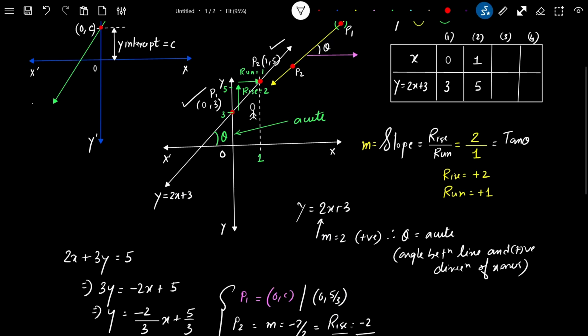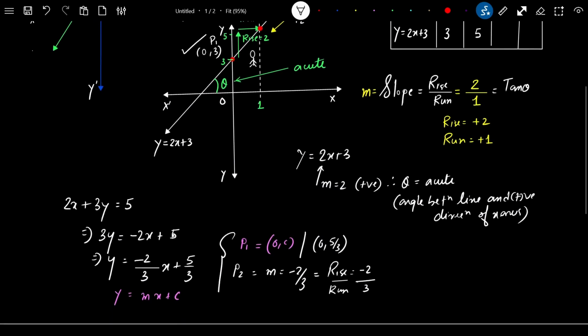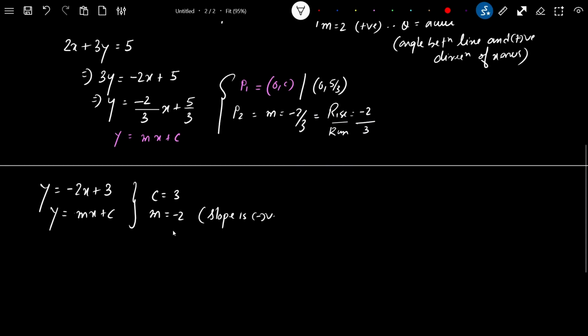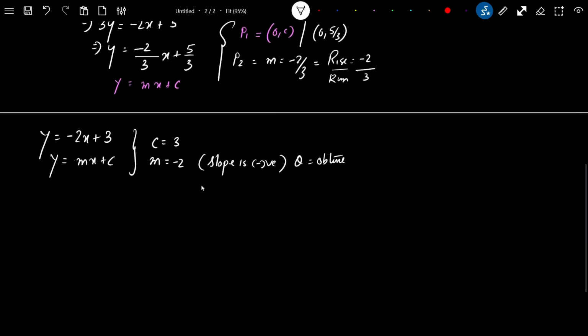And this being a negative slope, it will make an obtuse angle. So let us try and see that also. Let's tweak our first equation, which was y equal to 2x plus 3, and make it y equal to negative 2x plus 3. Now, if we compare this with y equal to mx plus c, we would say c is equal to 3, m is equal to -2. That means slope is negative, which means theta should be obtuse. Let's plot and see whether our understanding is correct or not.